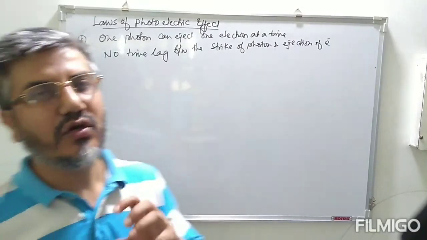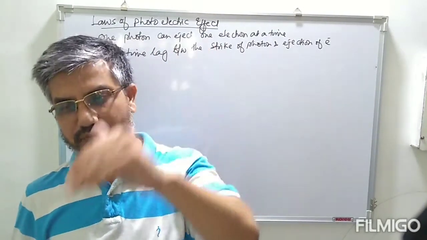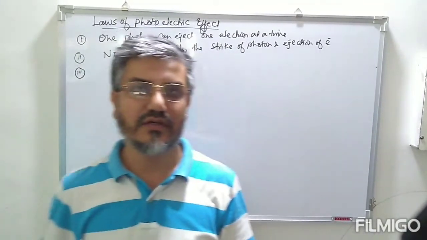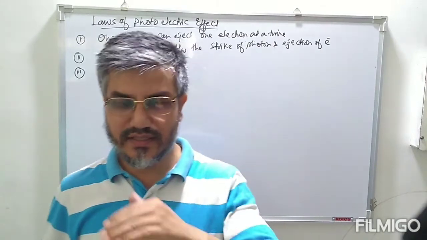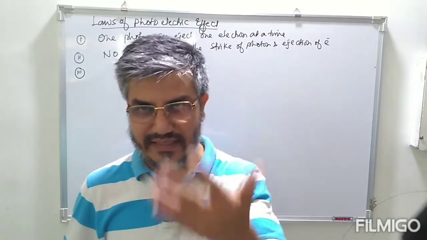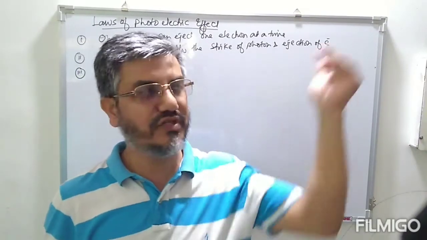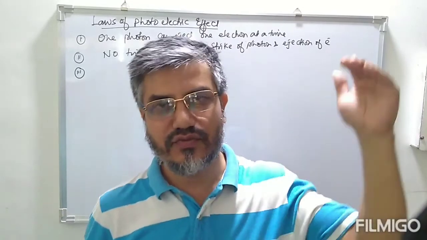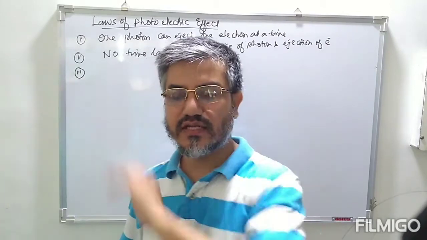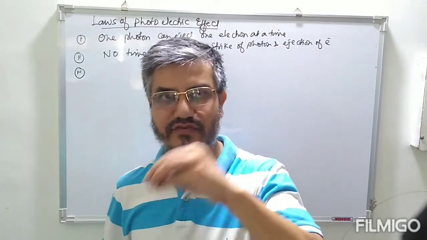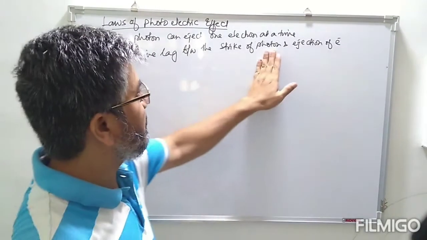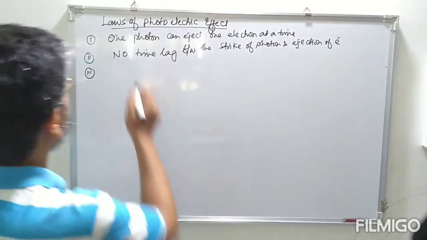Number 3. Energy is supplied to the electron by the photon, and this energy is used up for breaking the bond between the electron and the nucleus, and then the rest of the energy is converted into kinetic energy. So the kinetic energy of the electron is directly proportional to the energy of incident light. If the frequency of incident light is more, more energy is converted into kinetic energy, because the work function is always fixed for a particular metal.